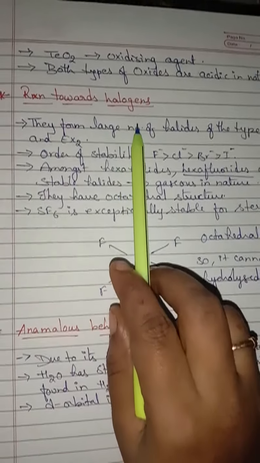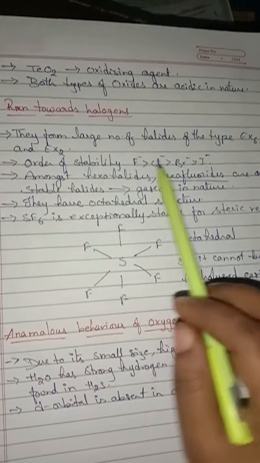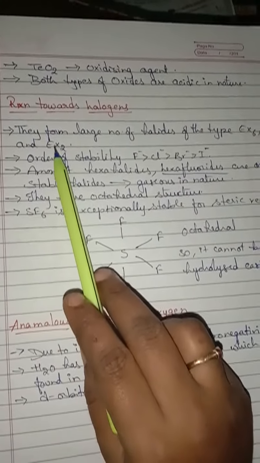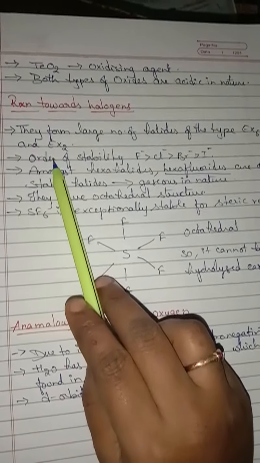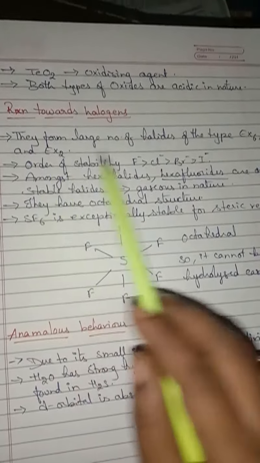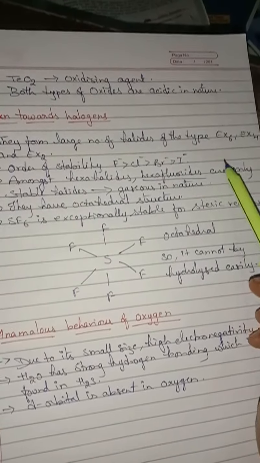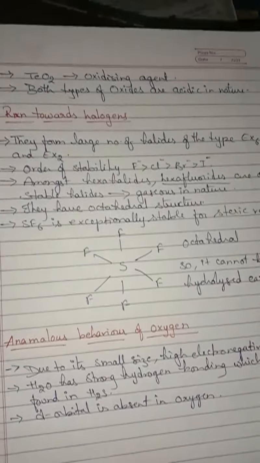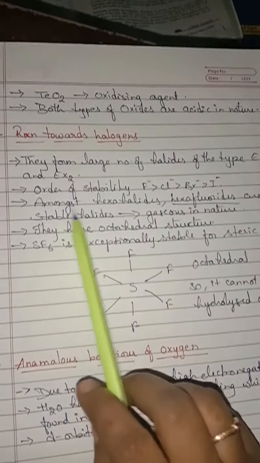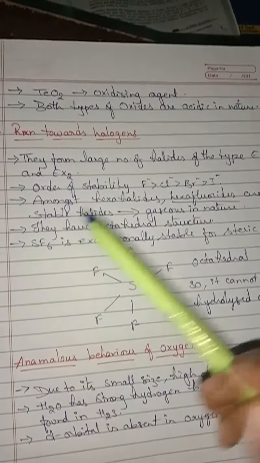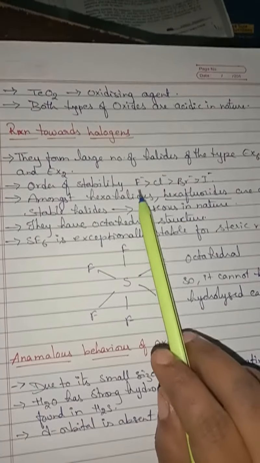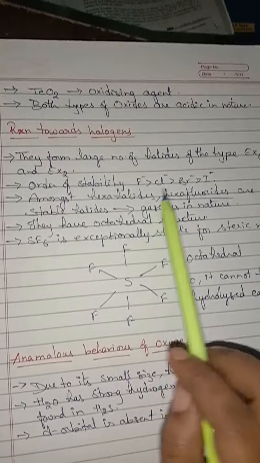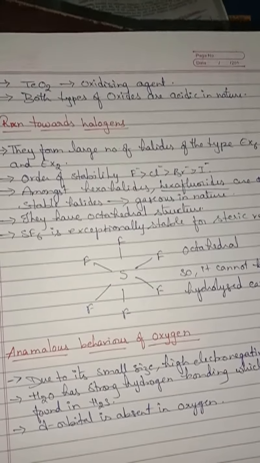Next, reaction towards halogens. They form a large number of halides of all types like EX6, EX4 and EX2, where E is the element of the 6A group. Understand? For example, they form SF6. Now look at their order of stability. When they react with halogens, may be fluorine, chlorine, bromine, iodine, the order of stability is fluorine greater than chlorine, chlorine greater than bromine, and bromine greater than iodine.